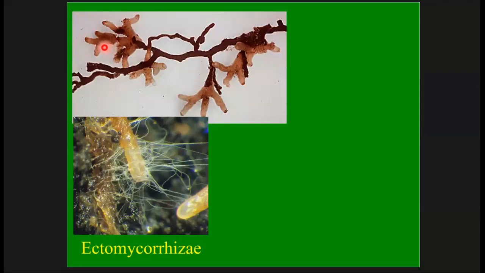The hyphae just totally surrounds the root, grows very densely, and often you'll see the root will actually form this Y-shaped configuration once it's getting colonized by the fungus.